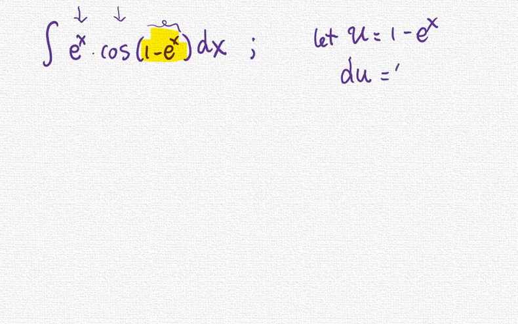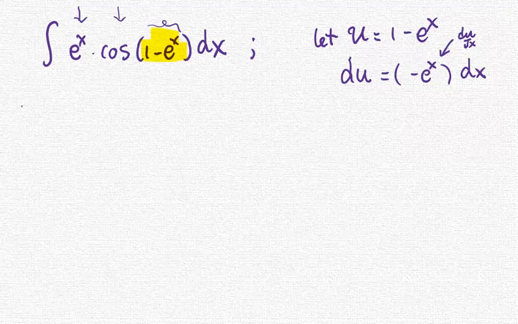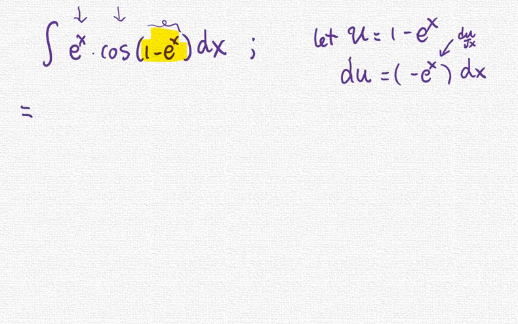Differential is from the derivative multiplied by dx. So this is the derivative du by dx, which is negative e to the x. Okay, we got u and du. Back to the main part of the problem, we're going to start replacing terms.